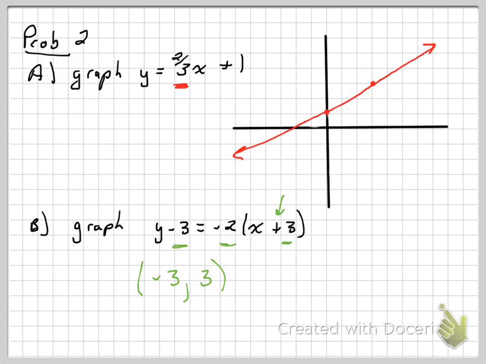But let's plot that point. -3, 3, 1, 2, 3, over, up 3, 1, 2, 3. There it is. Okay? My slope being -2, again, that's just down 2. So 1, 2 over 1. Put a point there. Why over 1? Because a slope of -2 is really like -2 over 1. Okay? And we just go ahead and connect our points, and there's our graph.